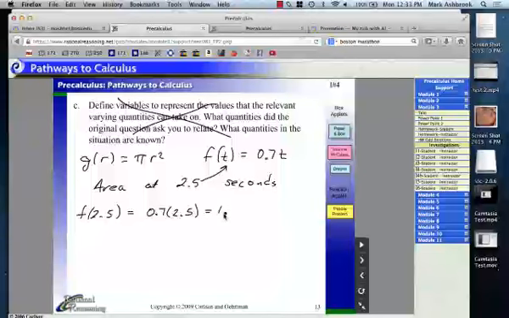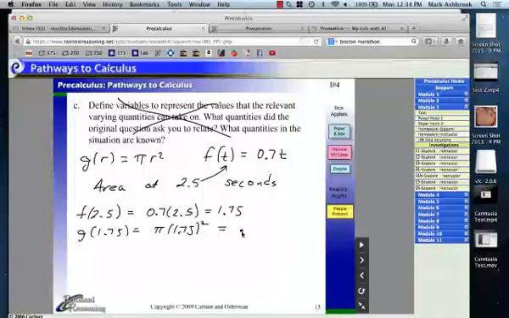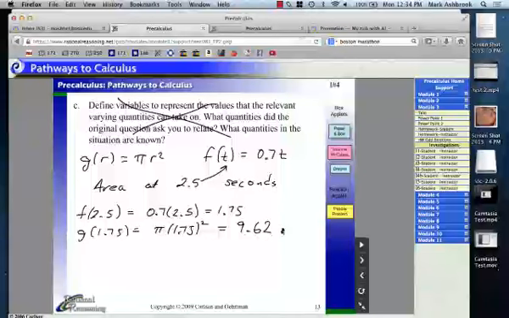You're doing great. Then you take the 1.75 and plug it into G of R. That would be pi times 1.75 squared. Someone crank it out. As soon as you get it, yell it out. 9.62. Thank you. And what's the units on that? Meters squared. After 2.5 seconds.